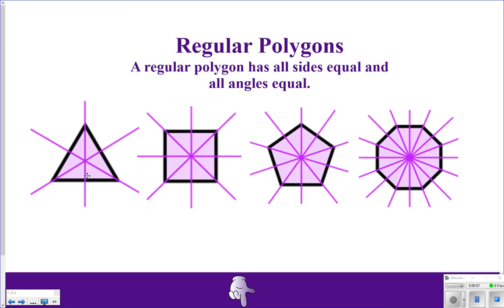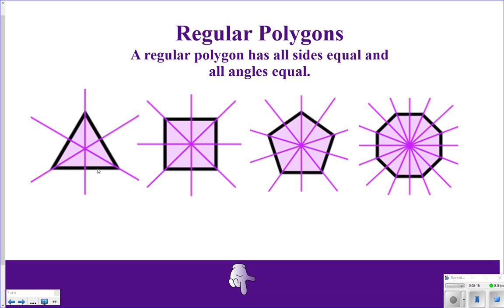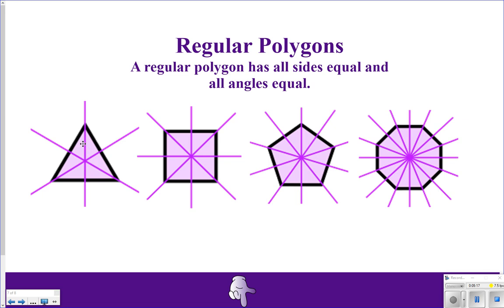Okay, we have a note. Regular polygon: a regular polygon has all sides equal and all angles equal. Like the equilateral triangle, all sides are equal and all angles are equal, and it has three lines of symmetry. And the square, all sides equal and all angles equal, has four lines of symmetry. And here we have this. What is its name? Do you remember? Pentagon. Yes. The regular pentagon has five equal sides and five equal angles.